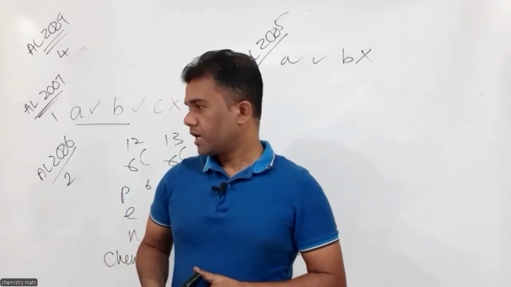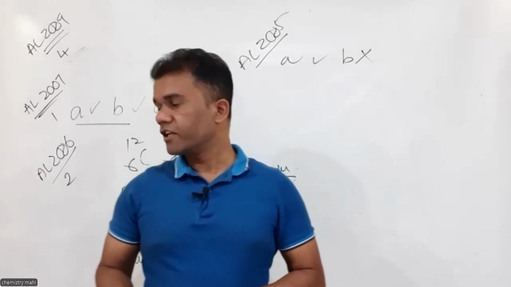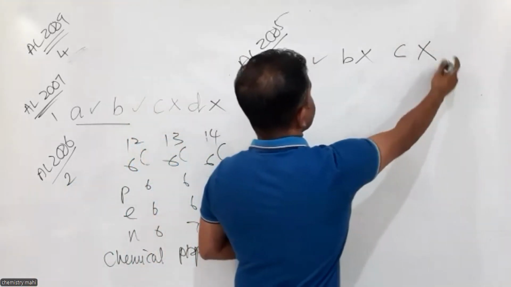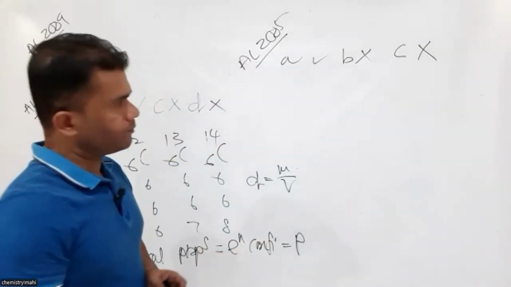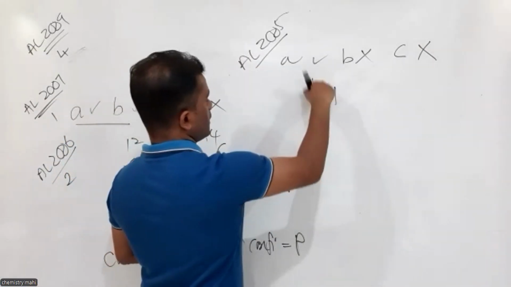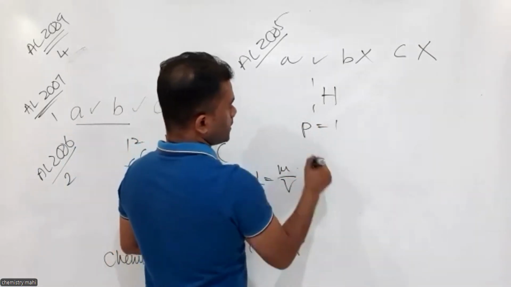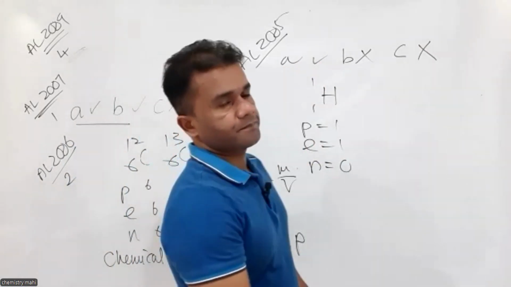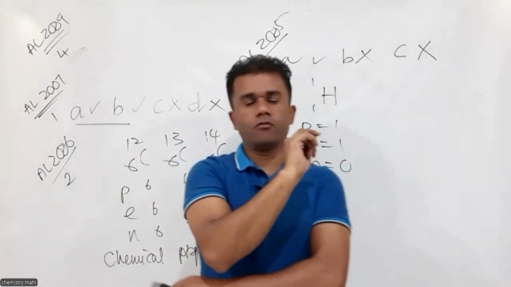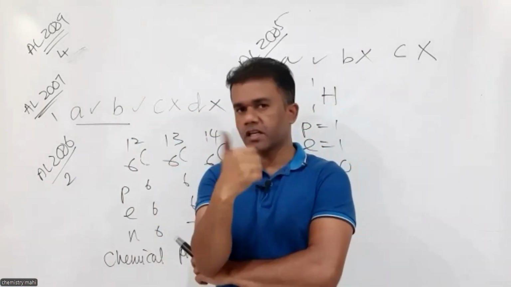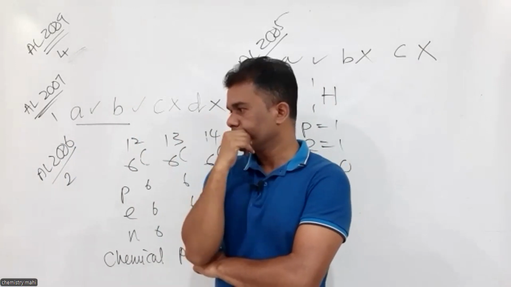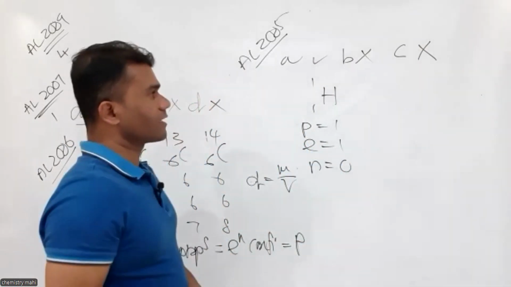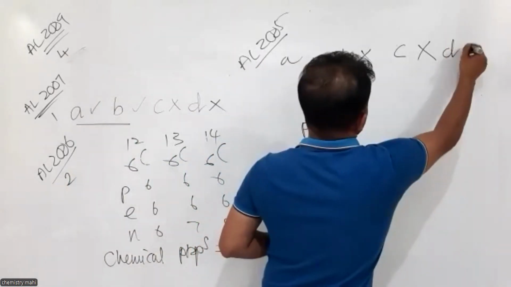It's wrong. All atoms have electrons, protons, and neutrons. Is that true? No, it is not true. Why? Hydrogen, 1 1H. How many protons? 1. How many electrons? 1. How many neutrons? 0, 1 minus 1. It says all atoms. No, most of the atoms, but not all. Hydrogen is the exception. It's wrong there. All ions have at least one proton. Of course, it is correct.